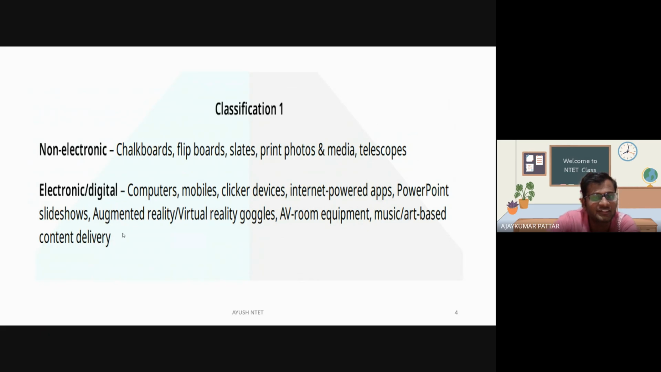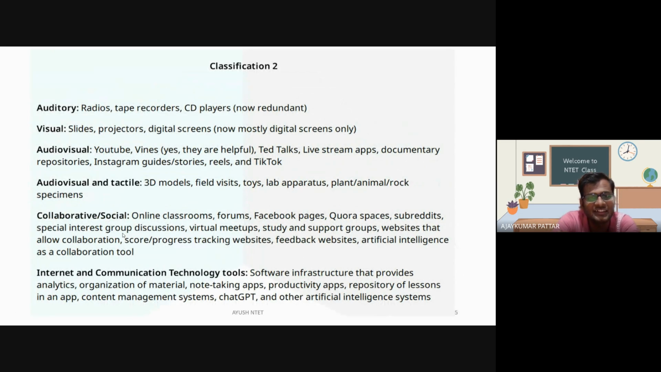That is the first classification. The second classification is based on the purpose: auditory aids, visual aids, audio-visual aids, audio-visual and tactile aids, collaborative or social aids, internet and communication technology tools. So in the second classification, if you are using radio or tape recorders, that is, audio only as a teaching aid, then it comes under auditory.